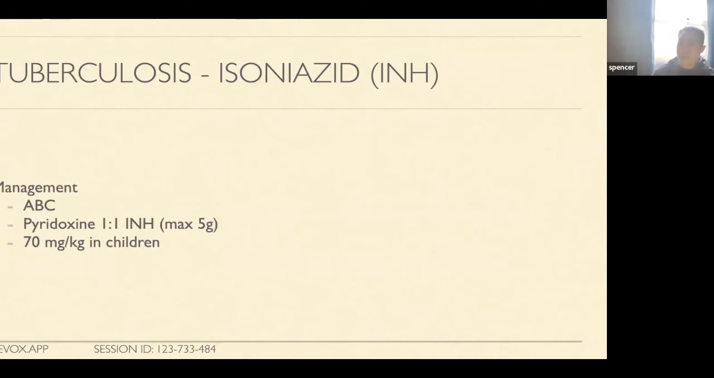The main course of treatment is going to be supportive care, monitoring, decontamination, and administration of pyridoxine. The amount of pyridoxine that you give should be equal to the amount of isoniazid ingested, with a maximum of 5 grams. If you don't know how much the patient took, you should still give 5 grams. In pediatric dosing, the maximum should be 70 milligrams per kilogram, up to 5 grams.